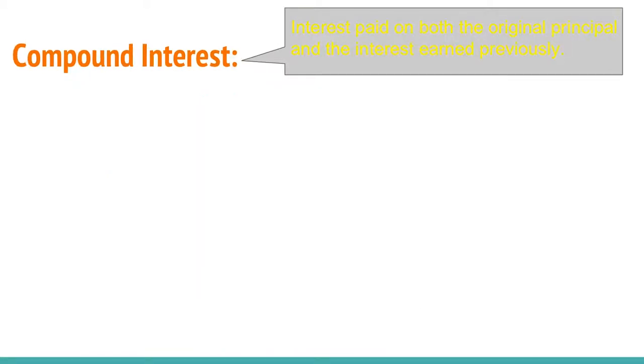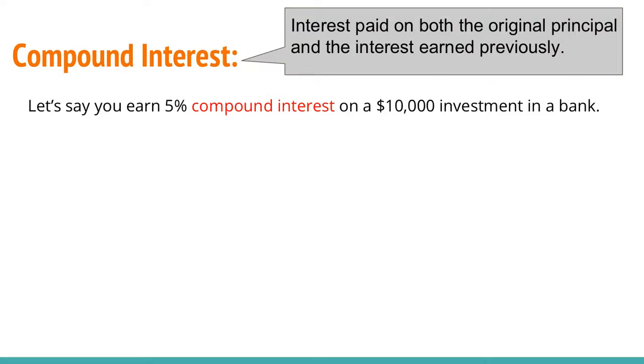Compound interest is different. Compound interest is interest paid on both the original principal and the interest previously earned. So you basically end up getting money on top of your money. So if you have the same 5%, but now it's compounded interest in a bank, now we're looking at saying, hey, this is going to be compounded. That's going to be different.